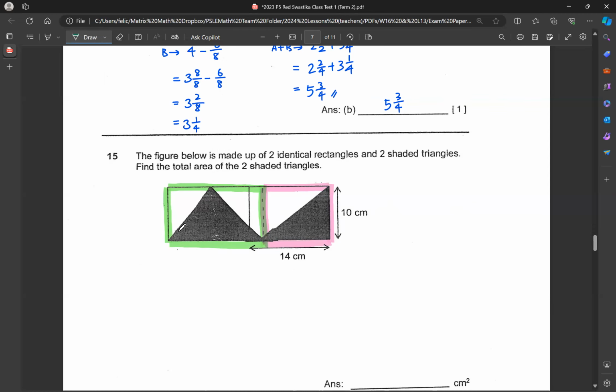Okay, so I'm just going to write that down. So you should write that down also. So this triangle will be half of the green rectangle.